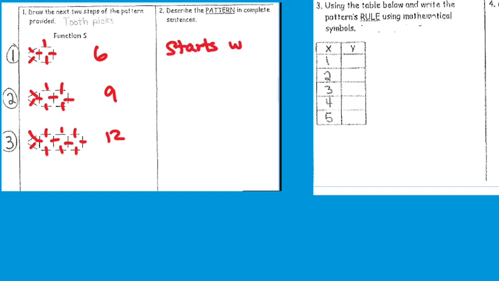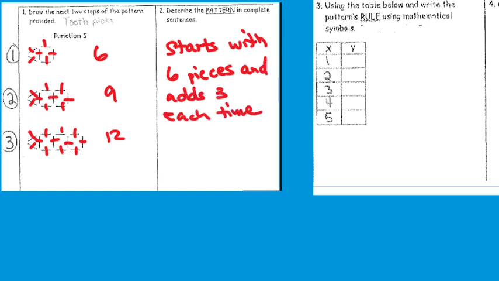Well, we can see that it starts with 6 pieces, but then everything adds every single step, right? At every step it adds by 3. We can use this information to fill out a table, right? And we can continue the table because we keep adding 3 consecutively.